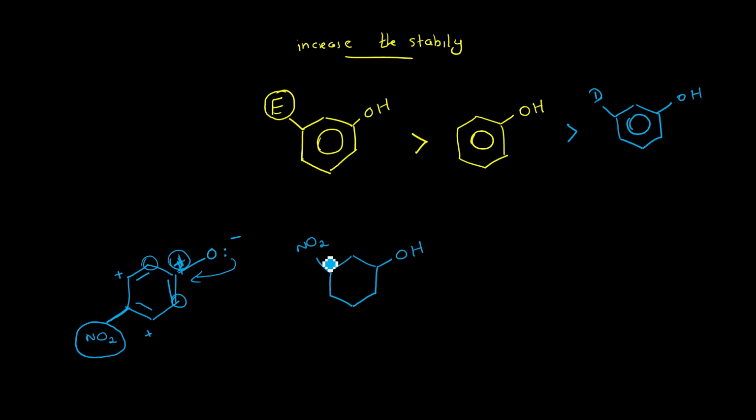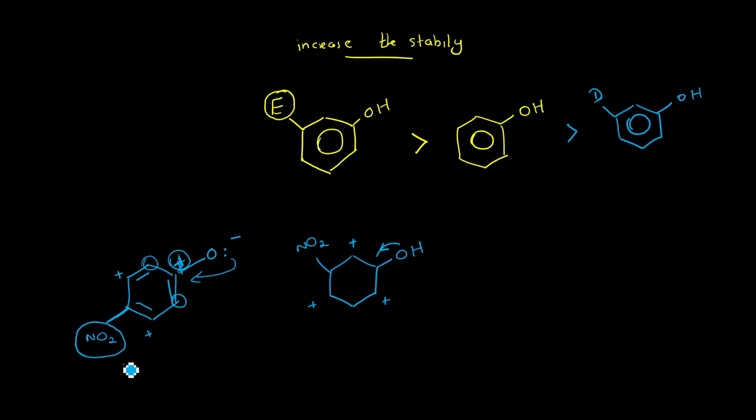Now with respect to the NO2 group, this OH group is on the meta position, right? So if I ask you which are the positive positions, this is positive, this is positive, and this is positive. This is ortho and this is para. These are meta positions, right? So now you can see this particular position has not gained any positive charge. So unlike here, this doesn't have that extra ability to withdraw electrons.